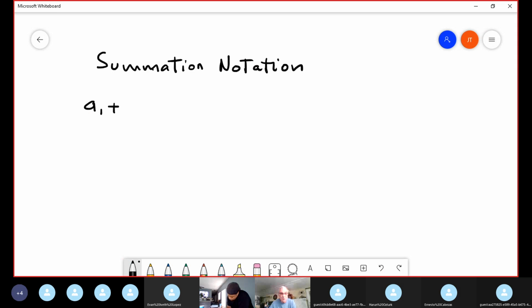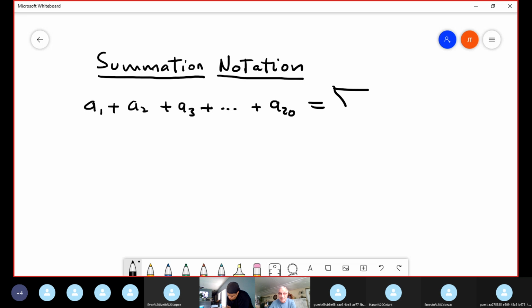Suppose you have A1 plus A2 plus A3 plus, no, infinity, suppose to A20, and we can condense this summation using summation notation like that. You copy this letter. And by the way, this is a Greek letter. It's a capital sigma in the Greek alphabet.